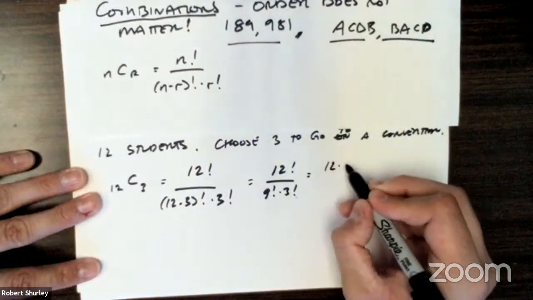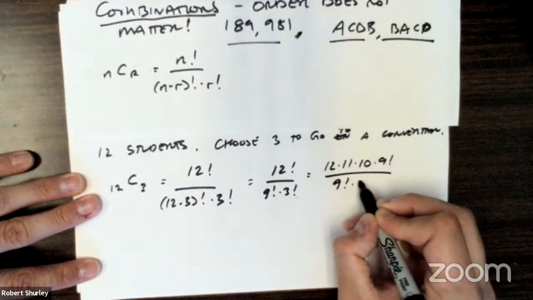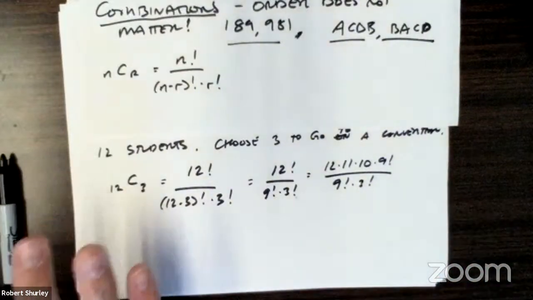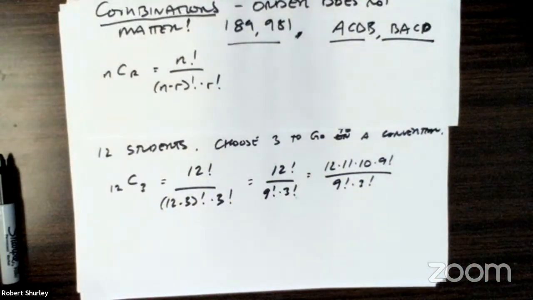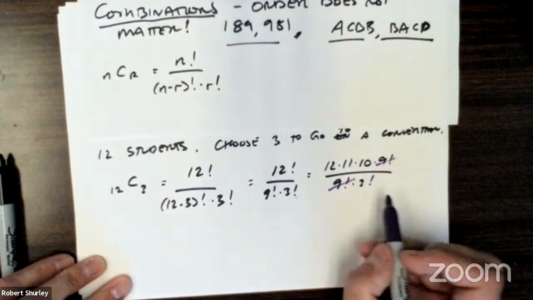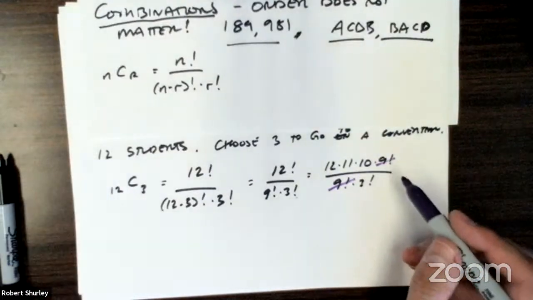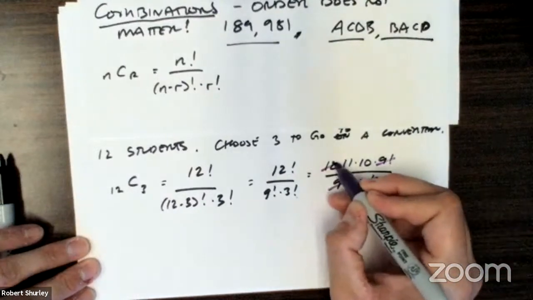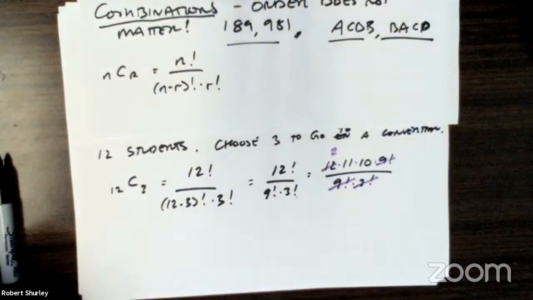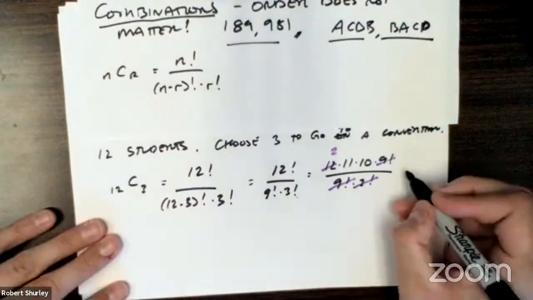So this is going to be 12 times 11 times 10 times 9 factorial over 9 factorial times 3 factorial. Okay, so here's how I'm going to cancel this. I'm going to use some creativity here. The 9 factorial and the 9 factorial cancel. 3 factorial is just 3 times 2, which is 6. So this will cancel with that 12, and it'll leave me with a 2, because 12 is just 6 times 2. So that means we would have 2 times 11 times 10, which is 220.